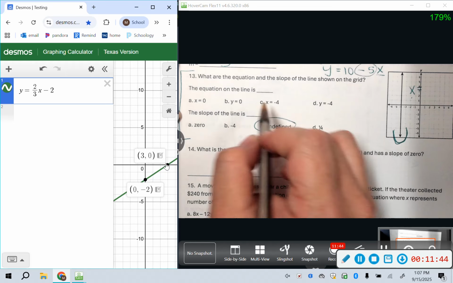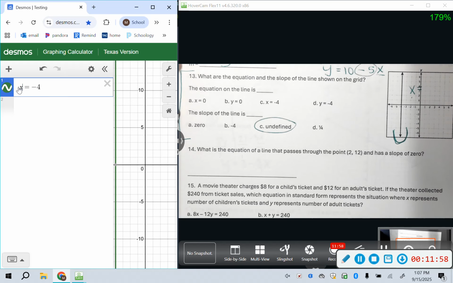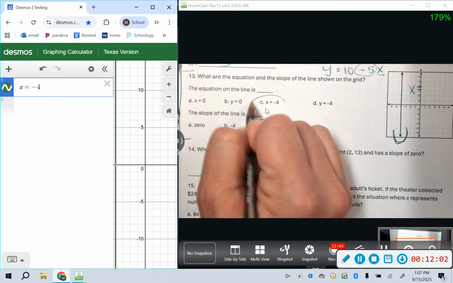So x equals, well, I know it's one of these, but I can also type these in, y'all. So even if I've forgotten, I said, oh, I think it's y equals negative 4. Well, we see that that's a horizontal line. This is a vertical line, so that's not my answer. So if we check the x, that is my vertical line at x equals negative 4, so that is my correct answer.